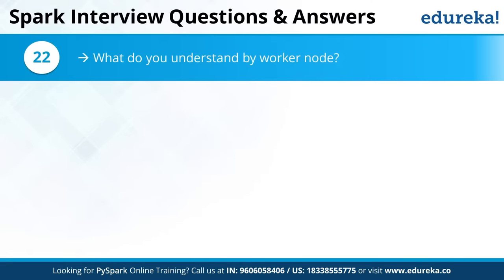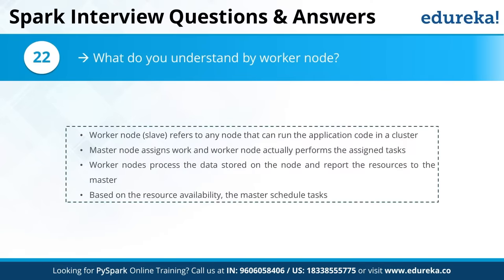Next question, what do you understand by worker node? So in a cluster, in a distributed environment, we will have n number of workers. We call that a worker node or a slave node, which does the actual processing, gets the data, does the processing and gets us the result. And the master node is going to assign what task is to be done by what worker node, and it's going to read the data available in the specific worker node. Generally, the task will be assigned to the worker node where data is located. In the big data space, especially Hadoop, it will always try to achieve data locality.